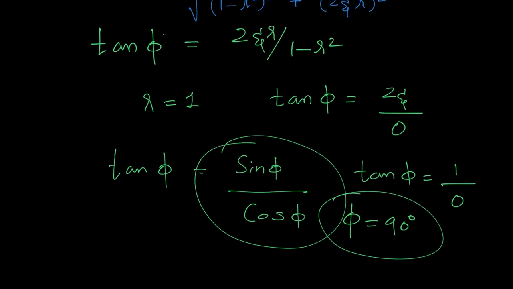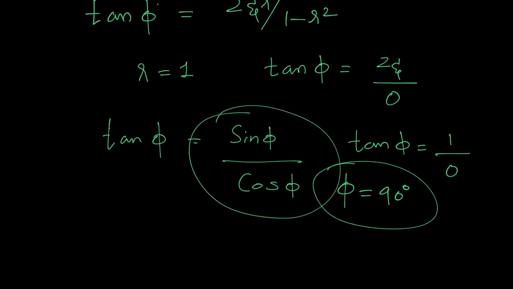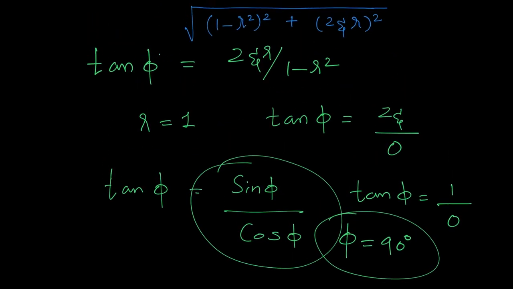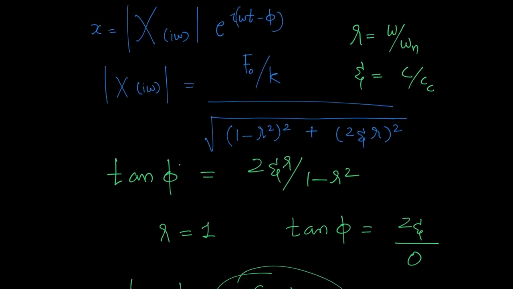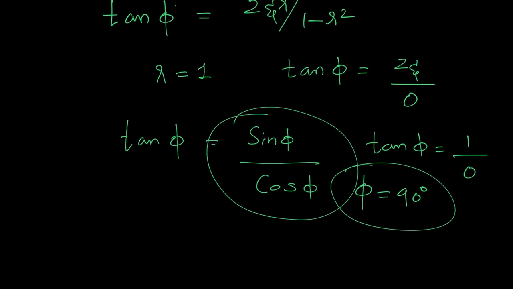That means for a damped single degree of freedom system undergoing, very important, it is undergoing a harmonic excitation. So in this particular scenario, the phase angle of the response will be 90 degrees. Makes sense? So it lags. Actually, the response lags by 90 degree with respect to the excitation.